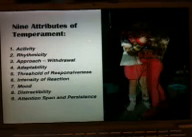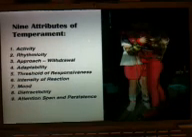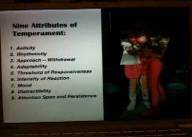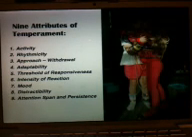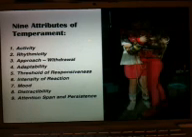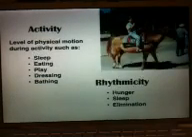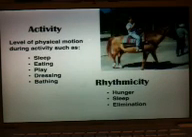There's 9 attributes of temperament. We're going to go through each of those. I'll just quickly list them. It's activity, rhythmicity, approach and withdrawal, adaptability, threshold of responsiveness, intensity of reaction, mood, distractibility, attention span, and persistence. So just to describe what each of those are.